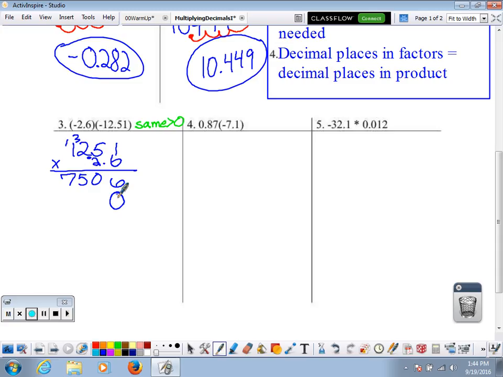Justin, right away, remembered that we need that placeholding 0. Okay, then he did 2 times 1 is 2. 2 times 5 is 10. Carries that 1. 2 times 2 is 4, and 1 more is 5. Very good. Tell you what, Justin, why don't you finish it off for us?